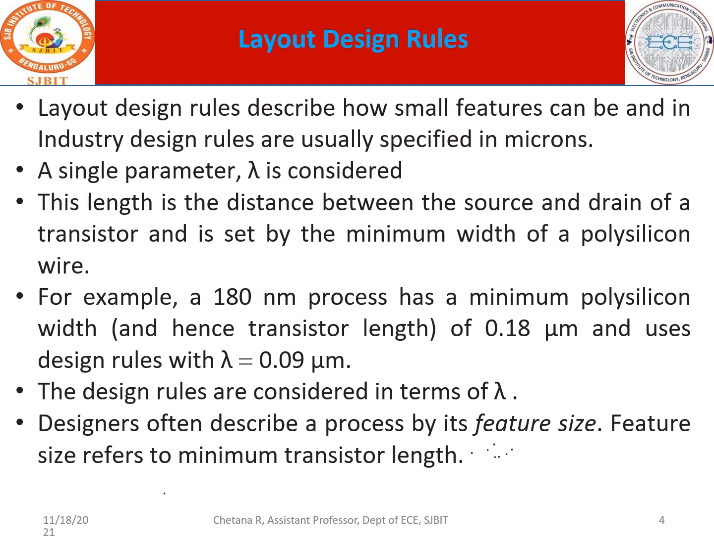The length, which is the distance between the source and the drain of a transistor, is set by the minimum width of the polysilicon wire. This is nothing but your channel. So the channel length is set by the polysilicon wire. Why? Because when polysilicon overlaps the diffusion, a transistor is created. That itself is called a feature. For 180 nanometer, the minimum polysilicon width should be 0.18 micrometer. As per the design rules, lambda is equal to 0.09, so 0.09 into 2 turns out to be 0.18 micrometer. 2 lambda is the size of the polysilicon.